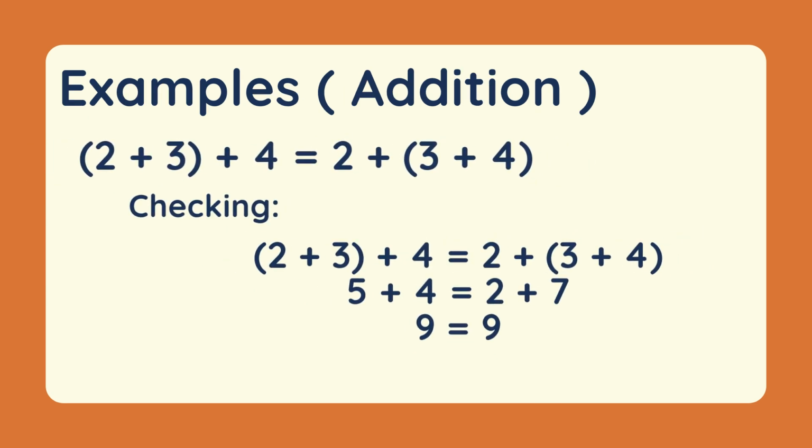In numbers, that is given by the quantity 2 plus 3, then plus 4, equals 2 plus the quantity 3 plus 4. For the checking, perform first the operations inside the parentheses. So we will simplify first 2 plus 3 and 3 plus 4. 2 plus 3 is equal to 5, and then we add 4, which is 9. On the other side, 3 plus 4 is equal to 7, and simplifying, we will have 9. And as we can see, we have the same result for both sides of the equation.